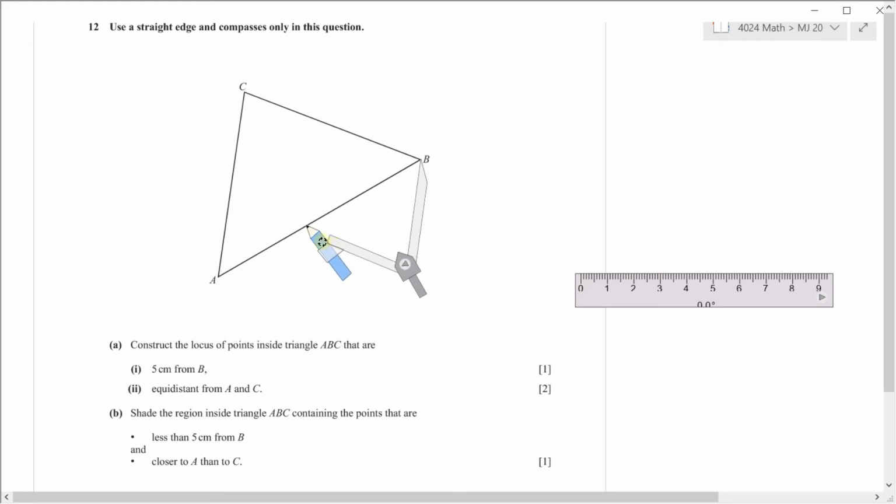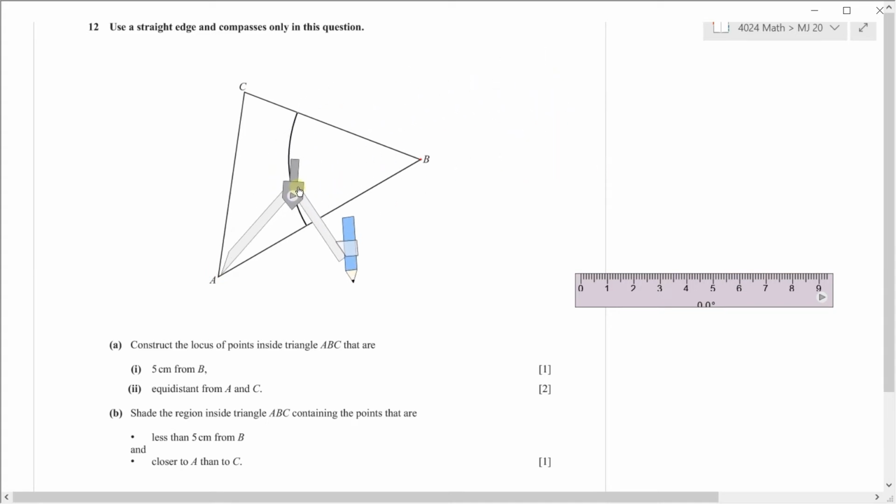So it'll start from here and up till this point. So these are locus of points that are 5 centimeter from B. The next one is locus of points that are equidistant from A and C. So A and C, so that means you have to draw a perpendicular line bisector for this line AC.